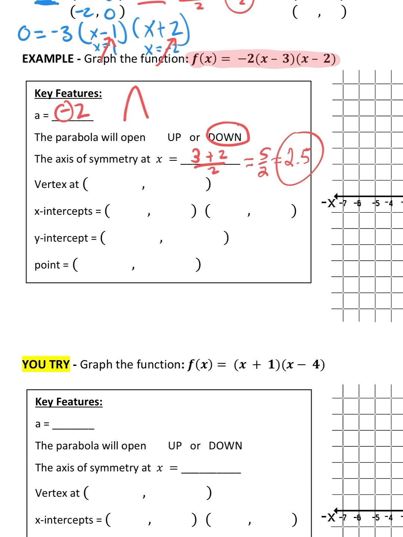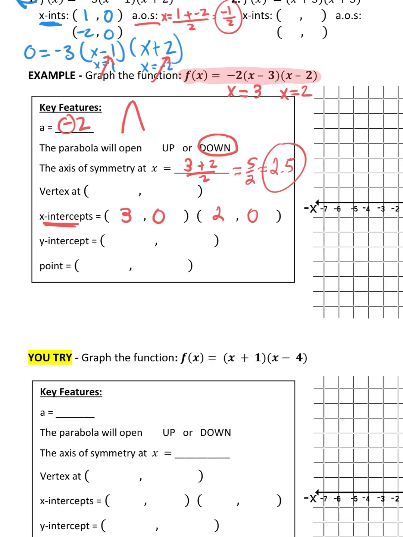So that would be x equals 3. Based on this, that's x minus 3 equals 0. So that means that x is equal to 3, where y is 0. And x minus 2 equals 0, that's x equals 2, where y is 0. So the x-intercepts, or the roots of the equation, are (3, 0) and (2, 0).